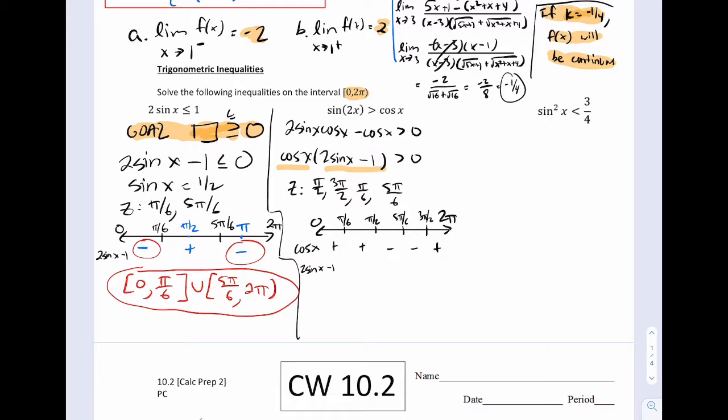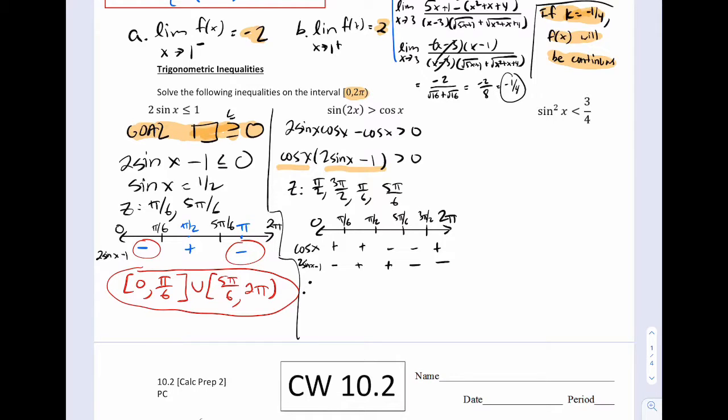Now the 2 sine x minus 1, that's again a little bit tricky, but luckily we did that earlier, so we kind of talked through that. So 0 to pi over 6, we said earlier that was negative. Pi over 6 to pi over 2, that would be positive, and that should mirror to 5 pi over 6. And then from here, notice how once we dip below 5 pi over 6, we're going to quadrant 3. And in quadrant 3, sine is negative. So these last ones should all be negative, because in quadrant 3 and 4, sine is negative.